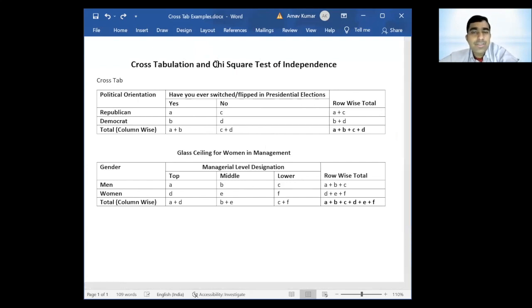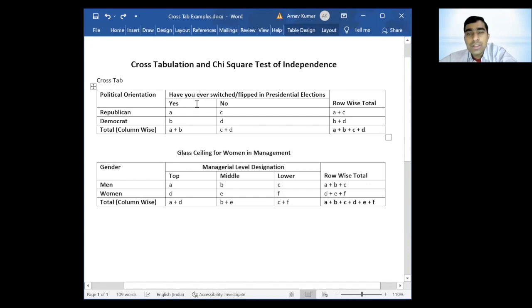So why is it called a test of independence? Because we are testing whether the two categorical variables are related or they are independent of each other. So are these two variables related to each other? If they are related, then whether someone is switching or not switching in a presidential election will depend on the party to which they belong. And there may be more chance of someone from one of these parties switching.